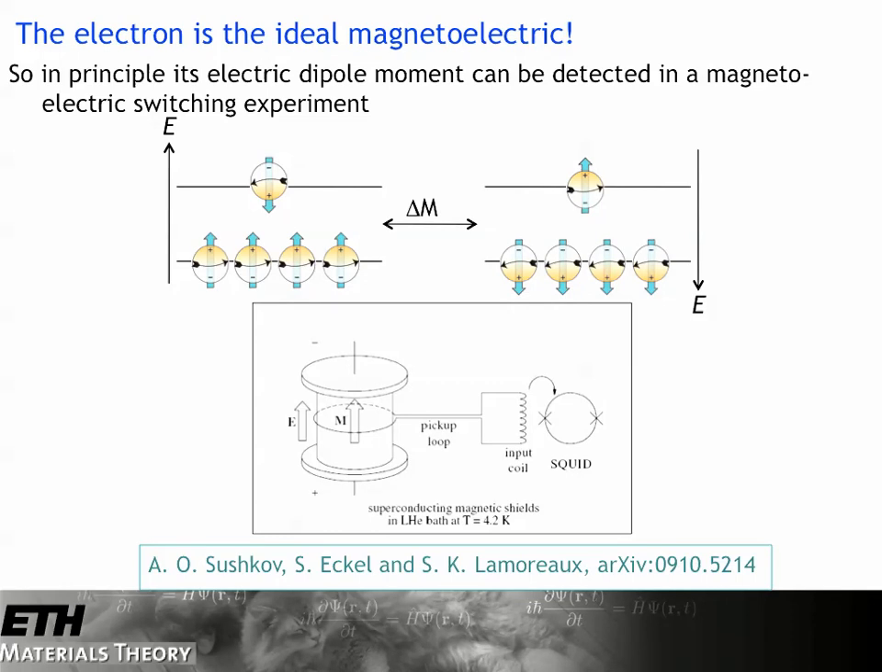So now when I reverse my electric field, it becomes lower energy for the other orientation, and the electric dipole moment population switches, and so does the magnetic dipole moment population. So there's a change in magnetization between this arrangement and this arrangement, which I can detect with a SQUID magnetometer. And this is what my colleagues are going to measure. Why, you may be asking.